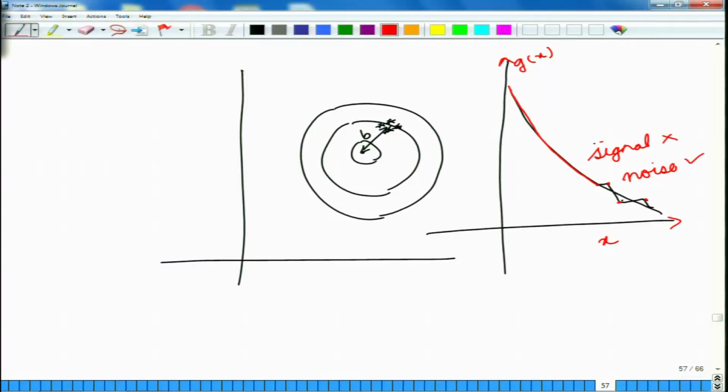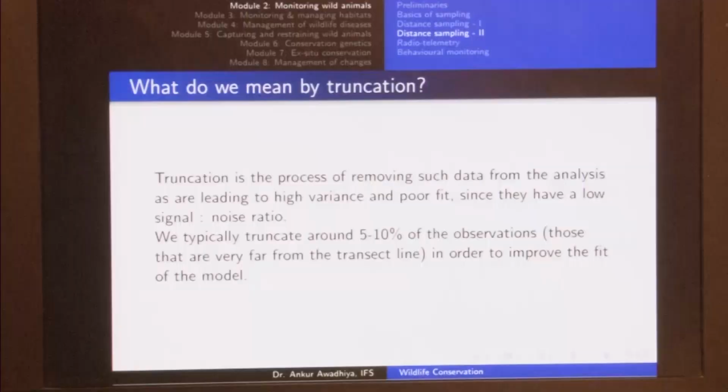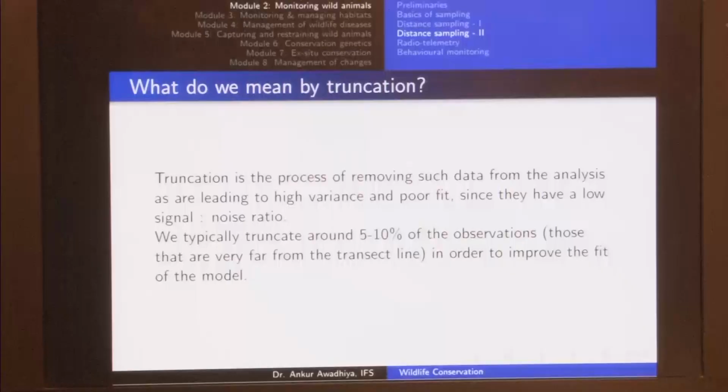So, in those cases, to improve our accuracy, we can say that we are going to disregard all the values that we got after a value of x equal to x0. This value of x0 can be chosen by us, and any values greater than this distance we are going to truncate out. Truncating means we leave it out in our calculations. We typically truncate around 5 to 10% of the observations, those that are very far away from the transit line, in order to improve the fit of the model without resorting to a very large number of parameters.